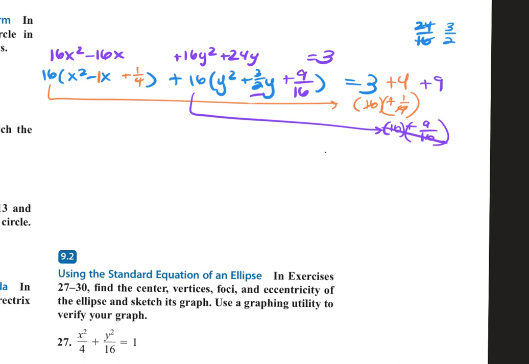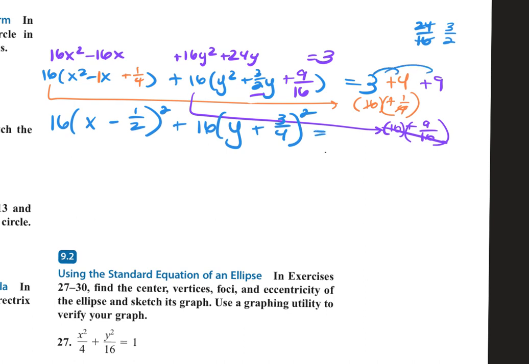Your other option at the very beginning would have been to divide everything by 16, but it doesn't eliminate your fractions. You're still going to have your fractions, so it's not like you can avoid them completely. So now when I factor, the 16 stays on the front, I'd get x minus 1/2 because I would square root, take the sign from the middle, put it in the parentheses and square it. And then 16 times y plus 3/4, again, square root, sign from the middle, put it in the parentheses and square it, equals 7 plus 9 or 16.